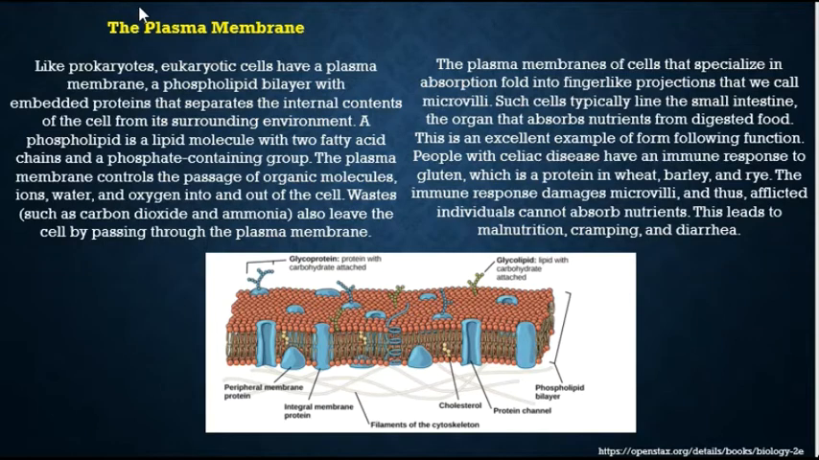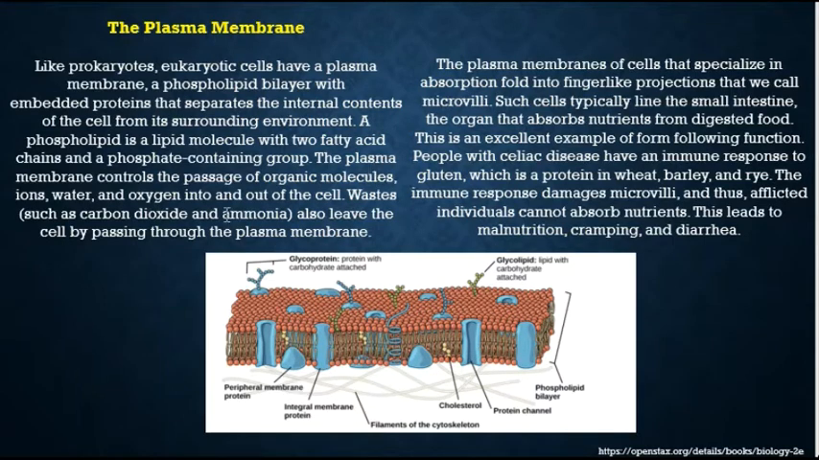So the plasma membrane. Like prokaryotes, eukaryote cells also have a plasma membrane, a phospholipid bilayer with embedded proteins that separate the internal contents from the surrounding environment. If you have followed my channel and learned with me the lipid chapter, you must know that this is a basic phospholipid bilayer which forms a cell. The hydrophilic heads are outside, the hydrophobic tails are inside, and there are proteins and cholesterol molecules interspersed between them, which makes up the total cell membrane.